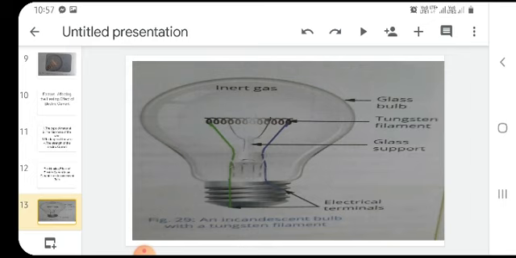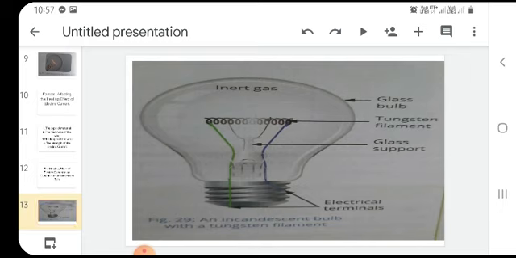Oxygen is removed from the glass case using a vacuum pump, and the glass case is filled with a mixture of inert gases such as argon and nitrogen. So if somebody asks you which gases are filled inside the bulb, you can say argon and nitrogen.